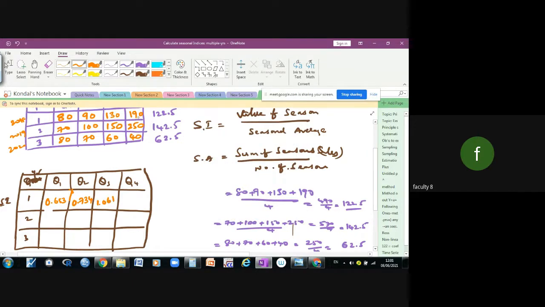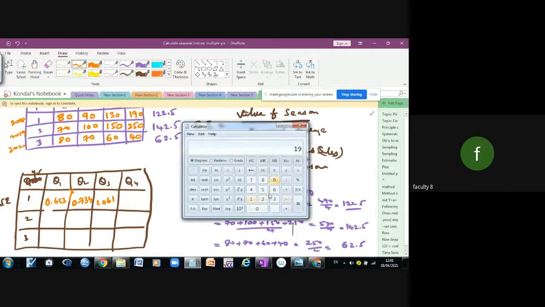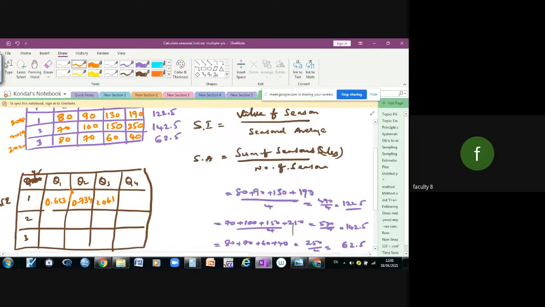Then 190 divided by 122.5. How much? 1.551. Same thing here. Then 70 divided by 142.5.